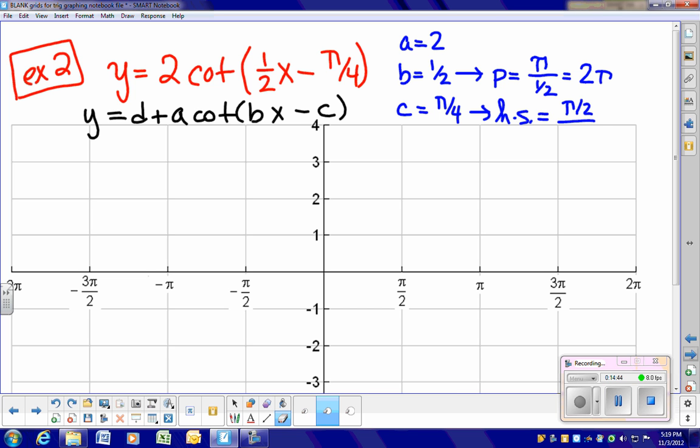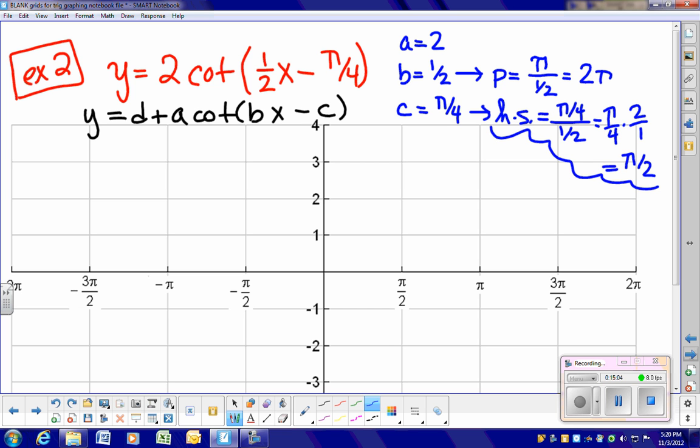Sorry, I was thinking ahead about what I'm going to get. Excuse me. Pi over 4, which is c over b. And then when I multiply by 2 over 1 instead, that ends up giving me 2 pi over 4, which reduces to pi over 2. So our horizontal shift is going to be pi over 2 units to the right, okay?